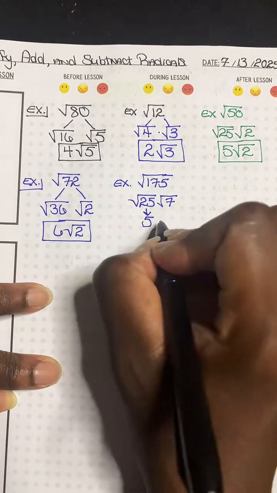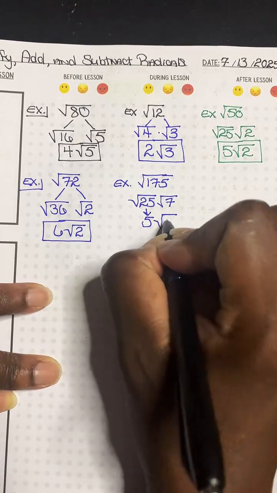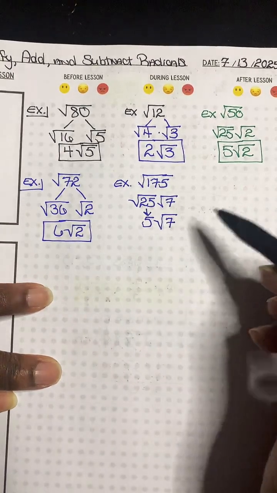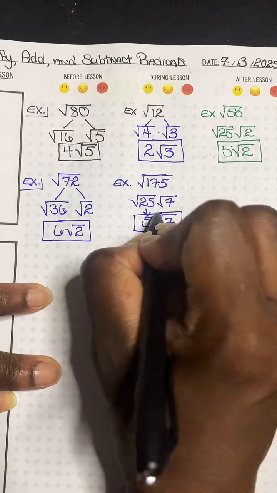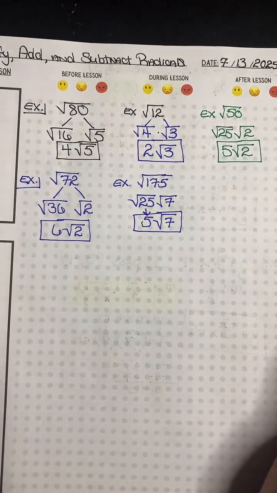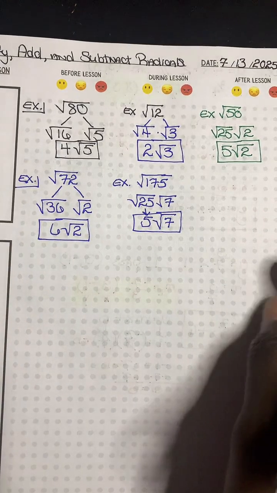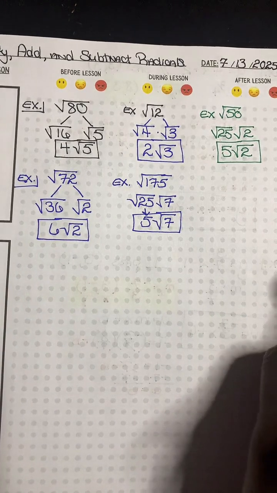Now, the square root of 7 comes on down. If you can't break it down, you bring it down. That's where you get your 5 times the square root of 7. Okay? Well, thank you, Clarissa. I tried.